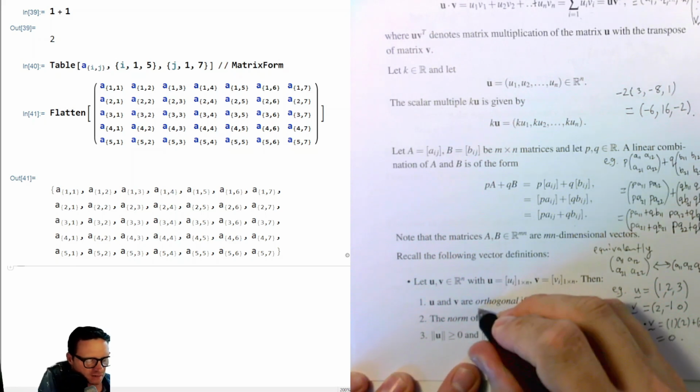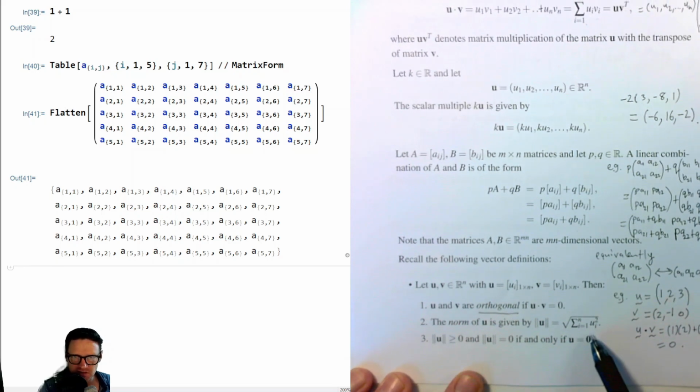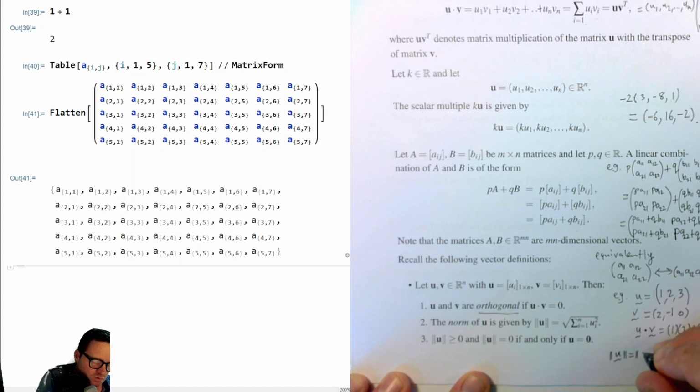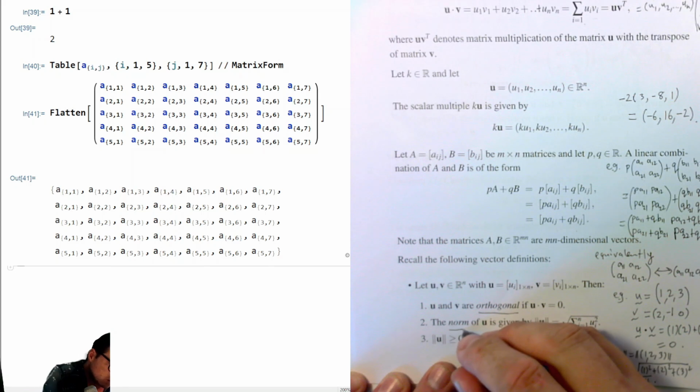Okay, so this is a definition of orthogonal. The norm of u is given by the square root of the sum of the squares of the components. So, for example, the norm of this u, the norm of the vector 1, 2, 3, is the square root of 1 squared plus 2 squared plus 3 squared. 1 squared is 1, 2 squared is 4, and 3 squared is 9. So 1 plus 4 plus 9 is 14. So that vector has norm the square root of 14. Okay, so that's the definition of the norm.